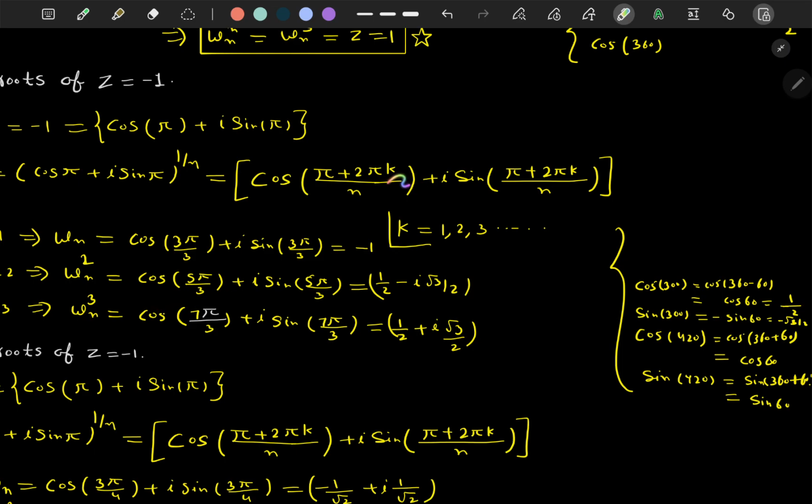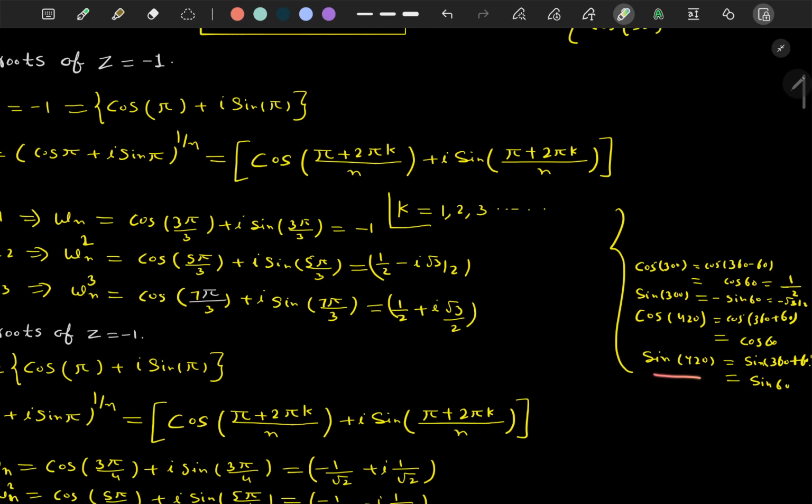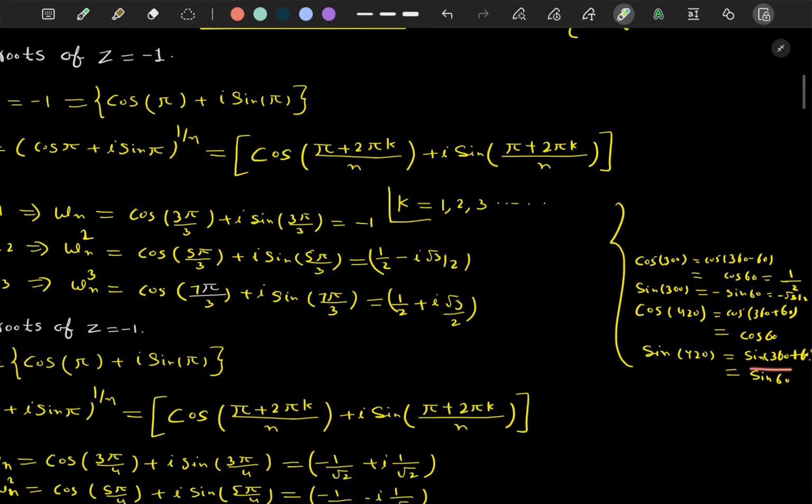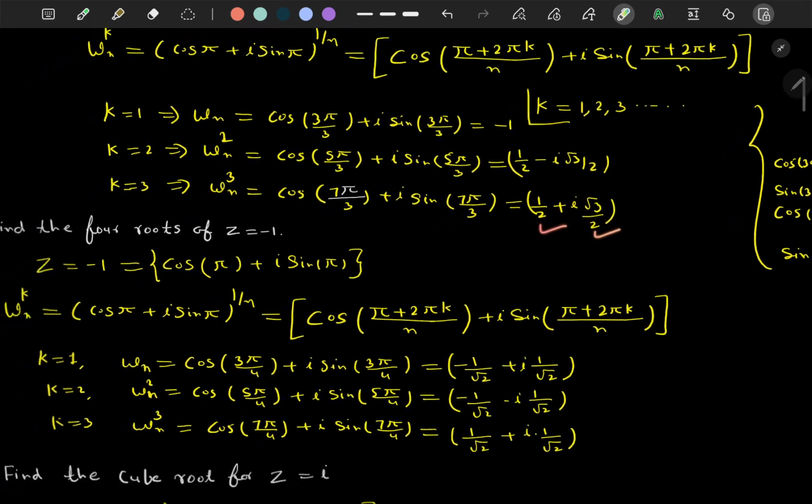When you put n equal to 3, it will be 6 pi plus pi, that is 7 pi by 3 plus iota 7 pi by 3. And what is 7 pi by 3? It is 420 degrees, and 420 degrees is equal to 360 plus 60. And sine 360 plus 60 will be sine 60. So sine 60 will be 1 by 2 plus iota under root 3 by 2.